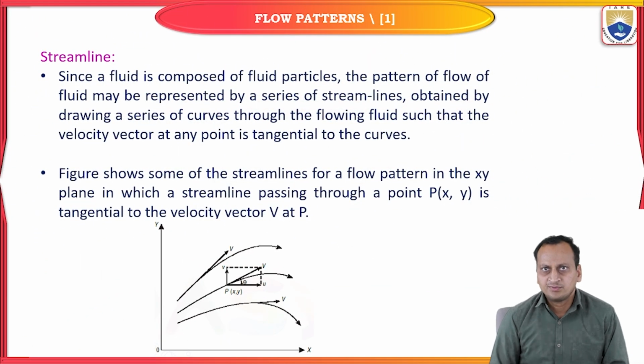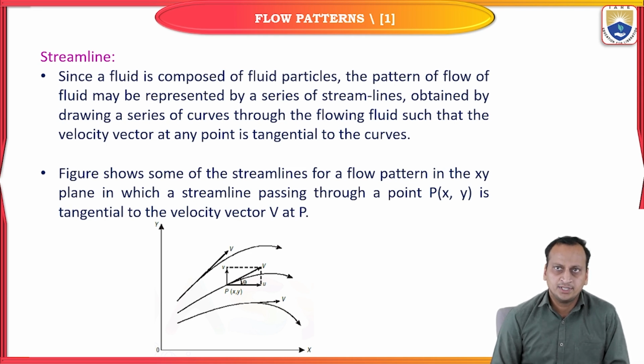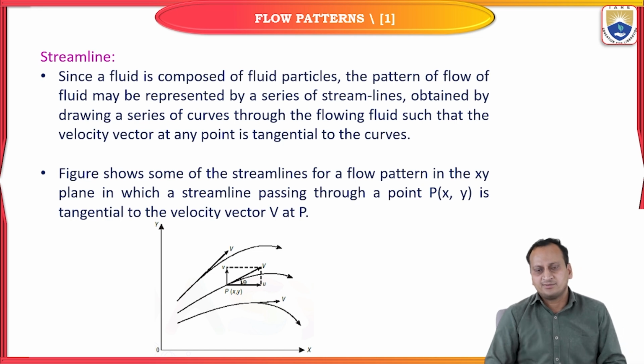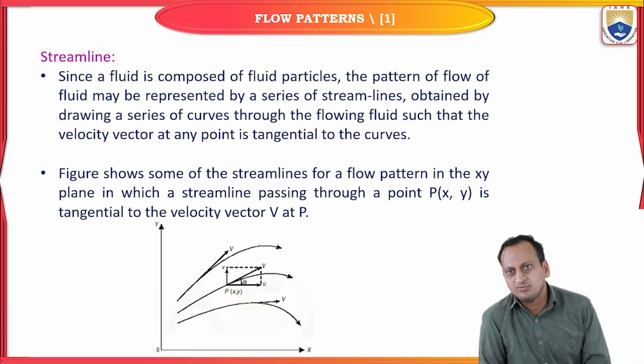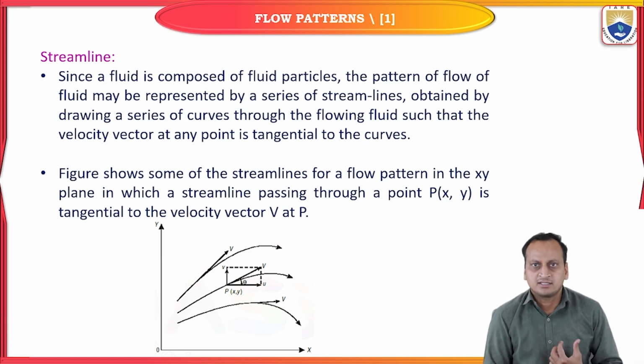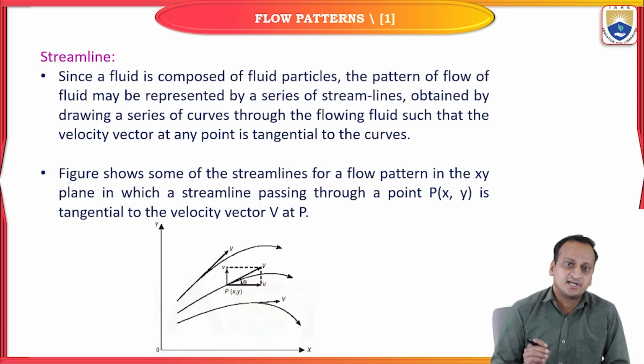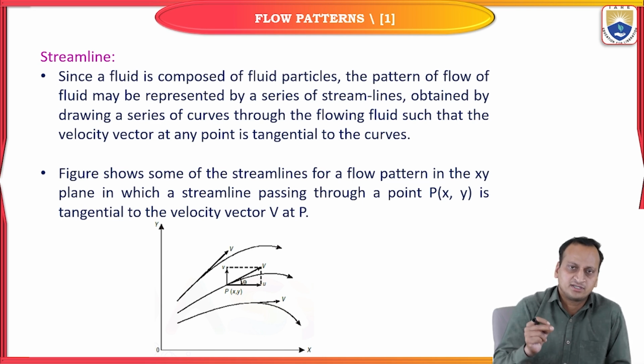Since a fluid is composed of fluid particles, the pattern of flow of a fluid may be represented by a series of streamlines, obtained by drawing a series of curves through the flowing fluid such that the velocity vector at any point is tangential to the curves. As a fluid is composed of so many particles, we can draw many imaginary curved lines, and for all those lines at any instant, if you draw a tangent, it gives the particular fluid particle's velocity in that direction.